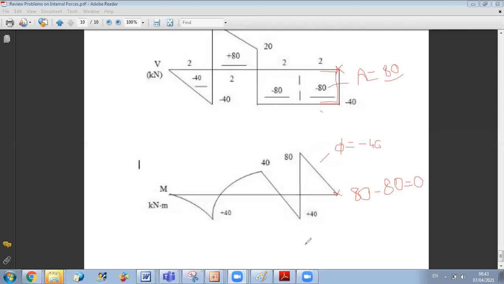Okay. No, I will not give you 3D distributed load. Okay, it's fine. Any question on this problem?